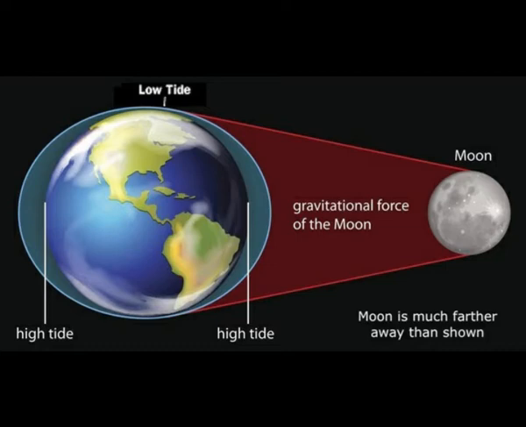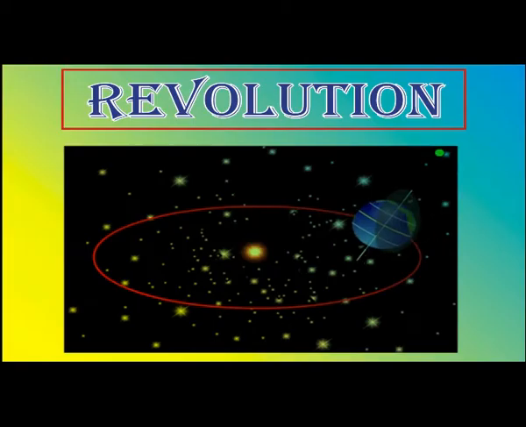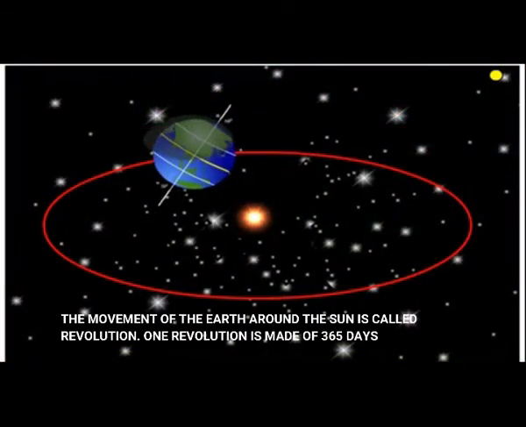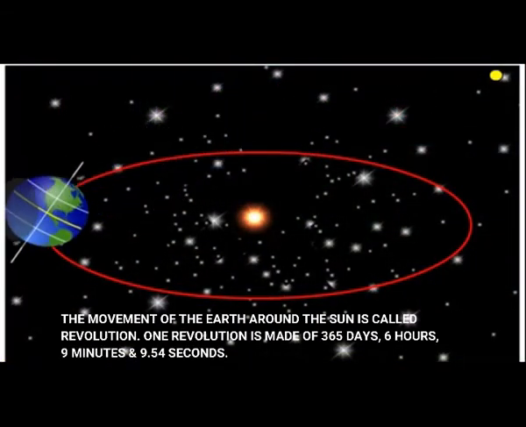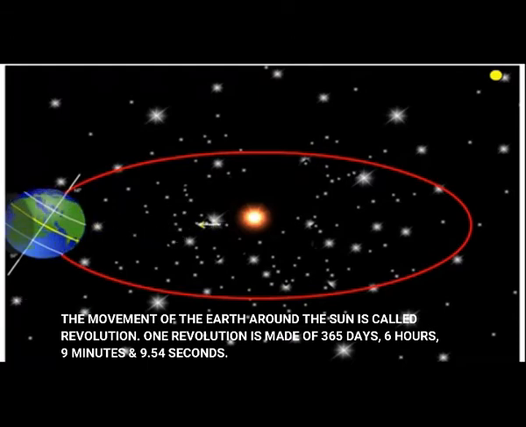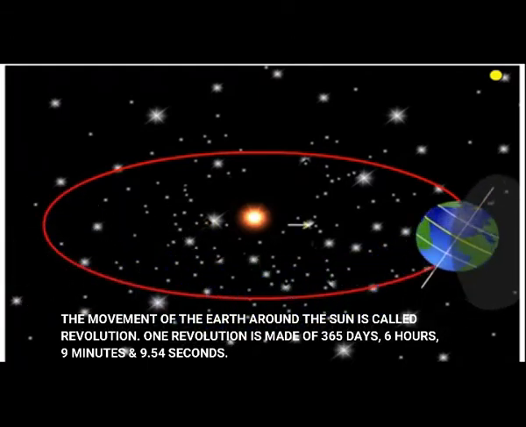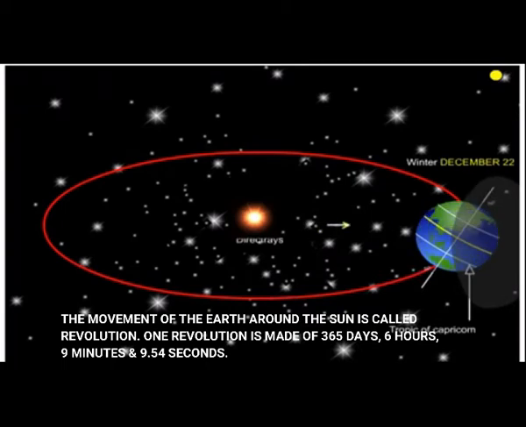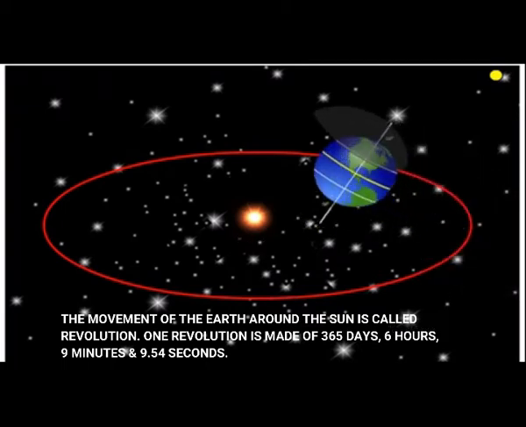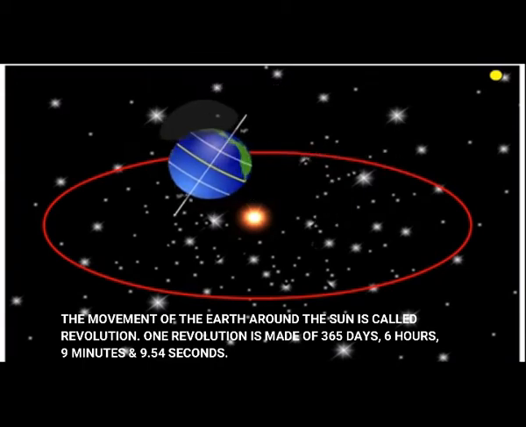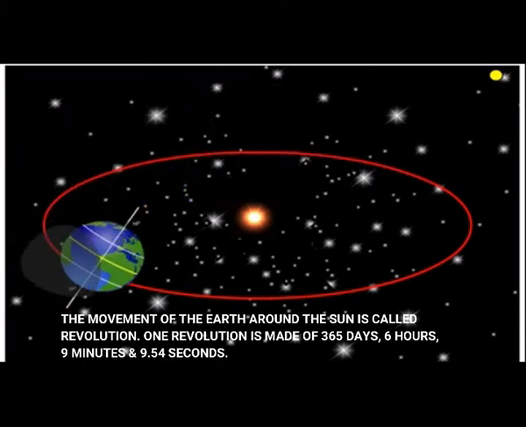Children, I hope you are understanding the chapter. Now let us see the next topic, that is revolution. The movement of the Earth around the sun is called revolution. The period taken by the Earth to complete one revolution is called a year. One revolution is made up of 365 days, 6 hours, 9 minutes and 9.54 seconds.